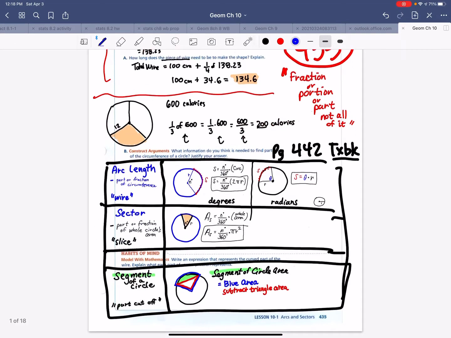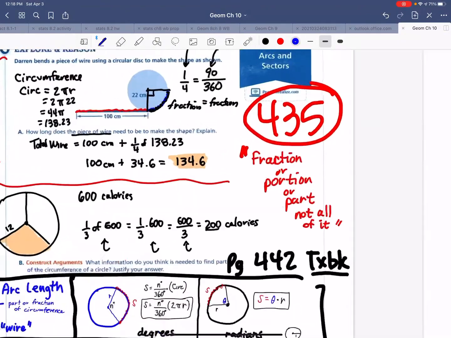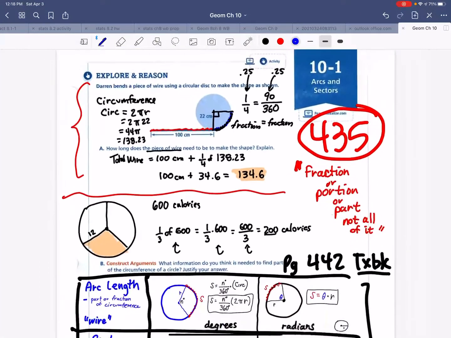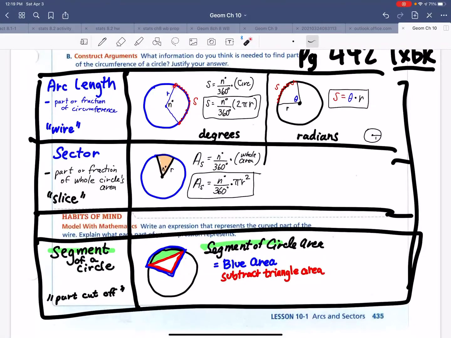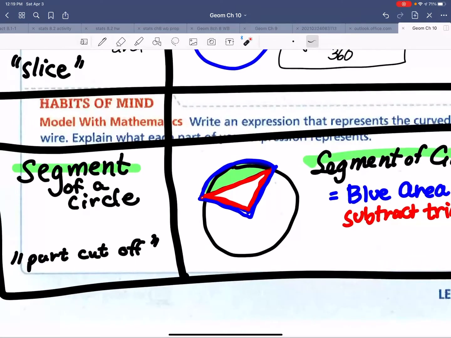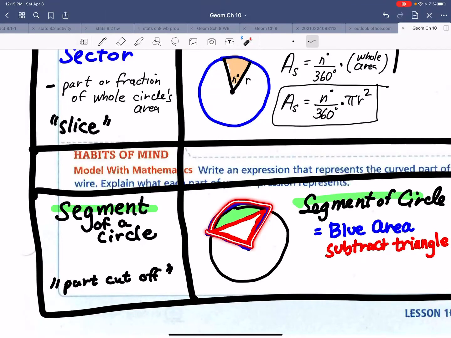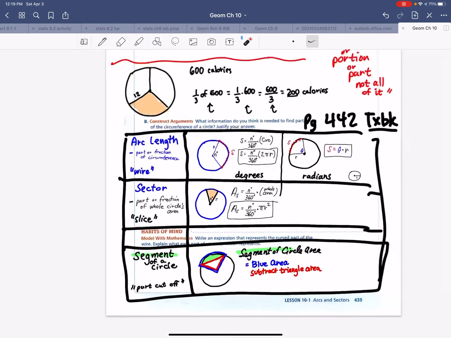Okay, so we took some notes on 10.1. And again, the theme is a fraction or a portion of a circle. Our arc length is a fraction, not the whole circumference, but just part of it, and we learned how to do that in radians and in degrees. Not the whole area of the circle, but a part of it. And then this other idea of an area of a segment of a circle. So that's not the pizza slice and not this triangle part, but this part left over. So those were the three things in our lesson.